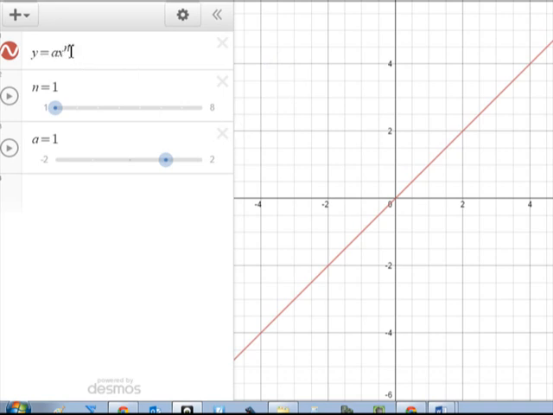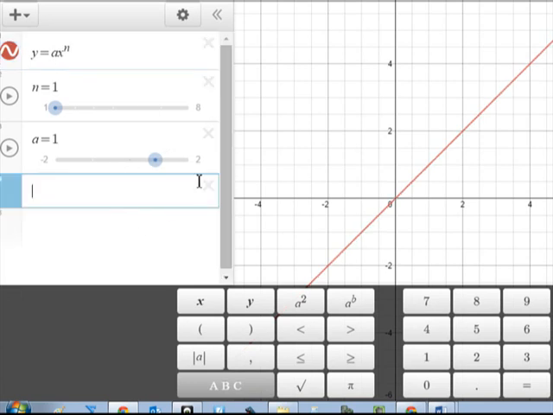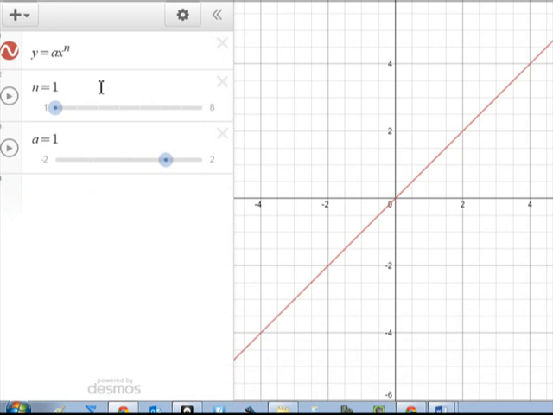So if you see here, I've got this function, ax to the nth power. So a is the leading coefficient, and n is the exponent. So right now, since a is 1 and n is 1, this equation is just 1x to the first power, which is just y equals x. And you see that the graph is what you would expect y equals x to look like, just a straight line going uphill.